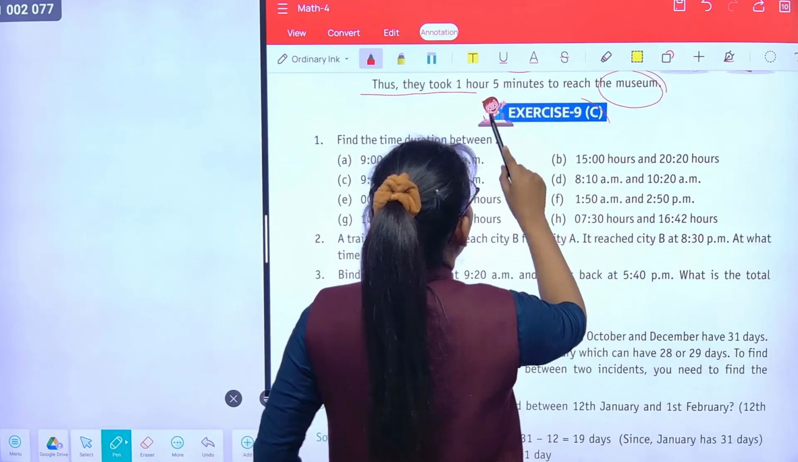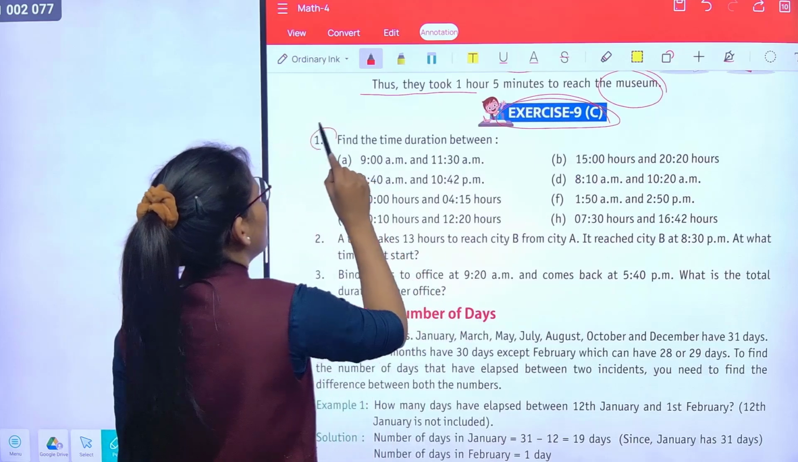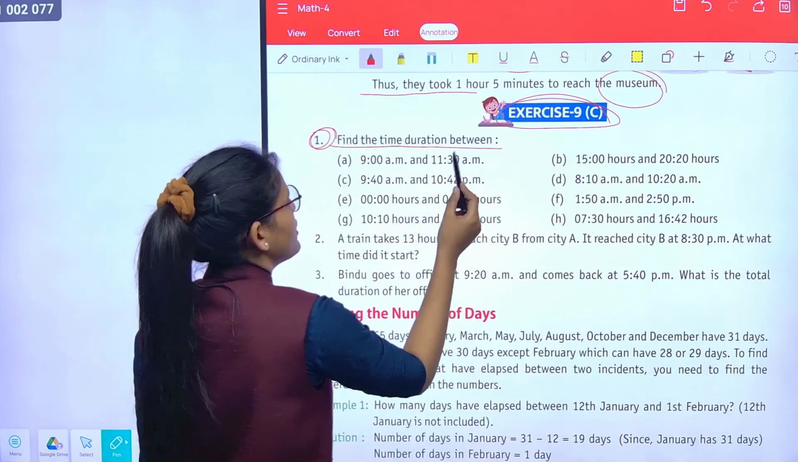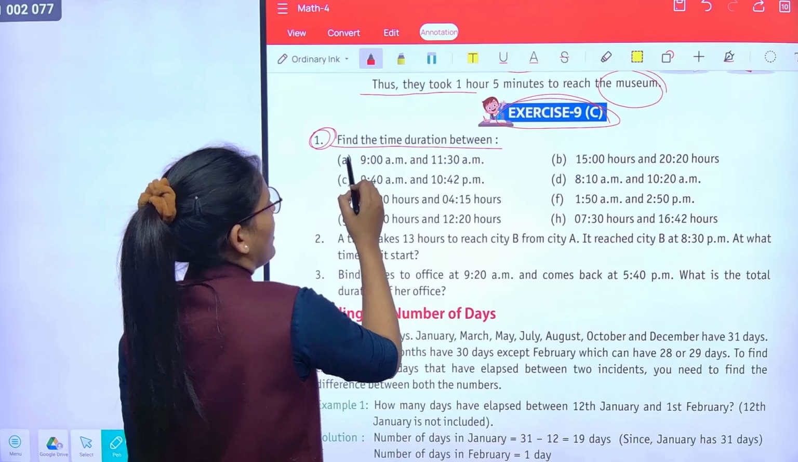Come on, exercise 9C. Question number 1, find the time duration between 9 a.m.